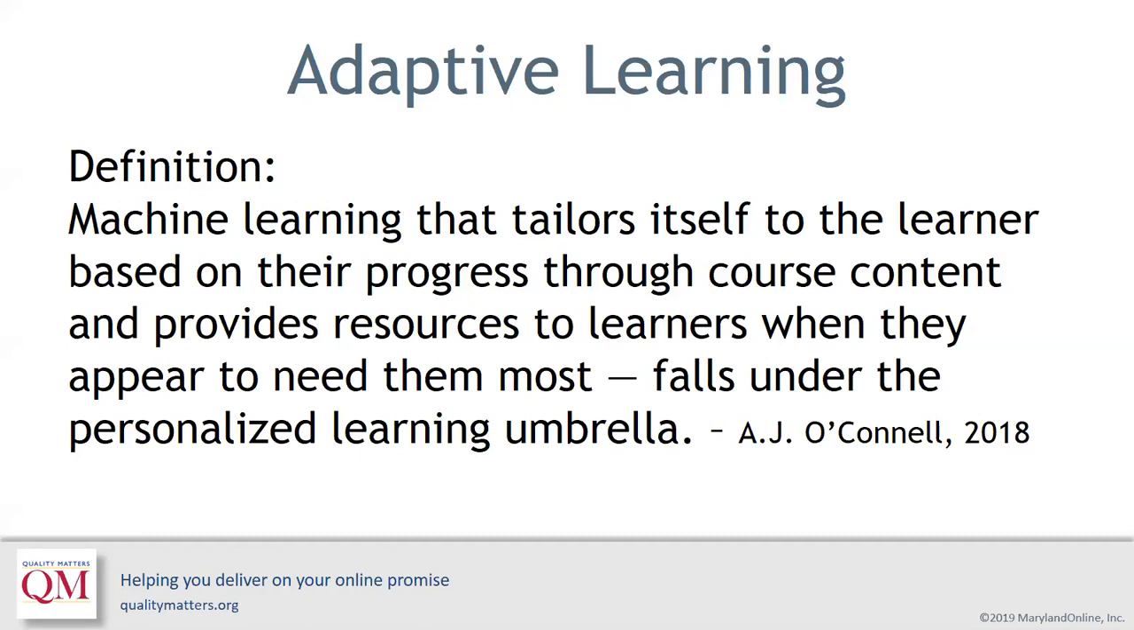Something that's interesting to me about this definition is that it explains how adaptive learning falls under the personalized learning umbrella. I think a lot of times those two terms get used interchangeably, but really what adaptive learning is, is a tool to accomplish personalized learning. So it's the machine way to do things.